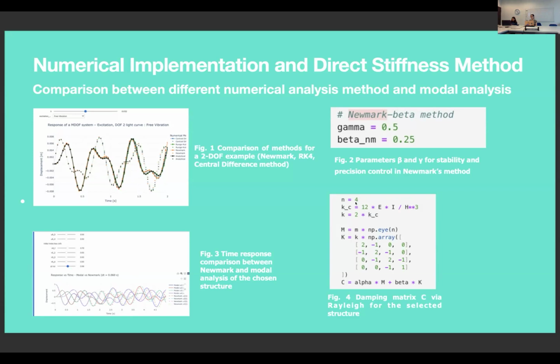And this is just a figure that shows the implementation of the damping matrix via the Rayleigh solution. So here we have just a simple implementation of the stiffness matrix, but we'll see that it can be improved to take into account the whole complexity of our structure, and it will be with the direct stiffness method.